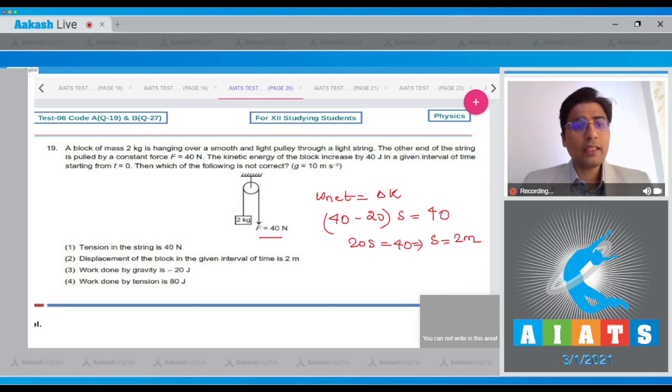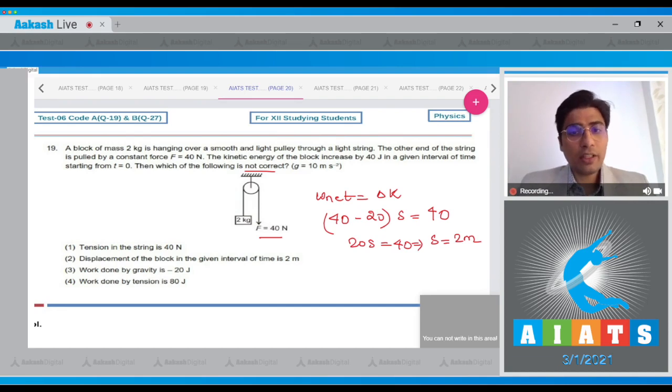Now, dear student, in this question, the first option is a correct statement and cannot be our answer because we have to find out the incorrect options. Because the string is light, the force with which we pull the string will be the tension in it. Now the second statement says the displacement of the block in the given interval is 2 meter. This is also therefore a correct statement and cannot be our answer.